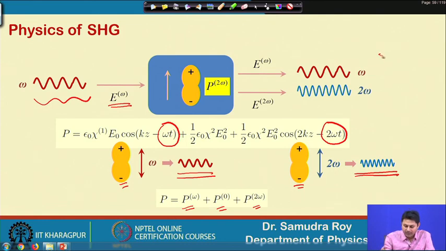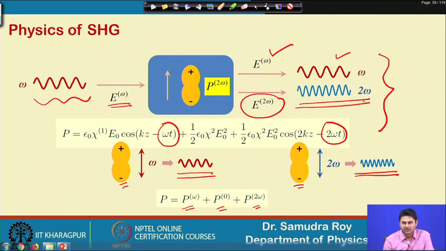Now, if I summarize the picture, I find that if I launch an electric field and it passes through a nonlinear material, we have a fundamental wave having a frequency omega, which is fine, but apart from that we have another wave, E 2 omega, which is vibrating with a frequency 2 omega, and this E 2 omega is the second harmonic. So, this second harmonic wave is generated because the polarization is now vibrating with a frequency 2 omega. This is the physics of second harmonic generation.